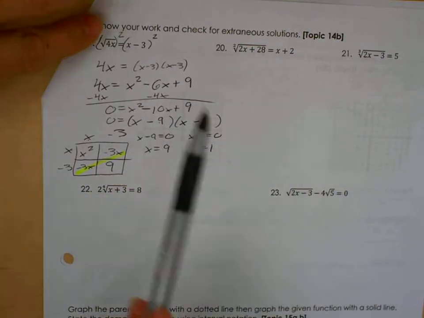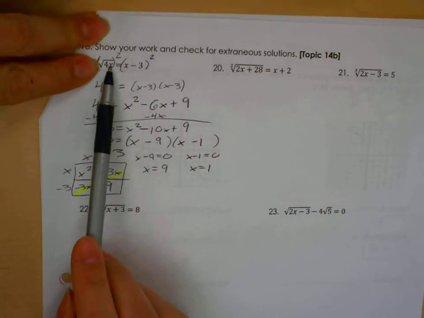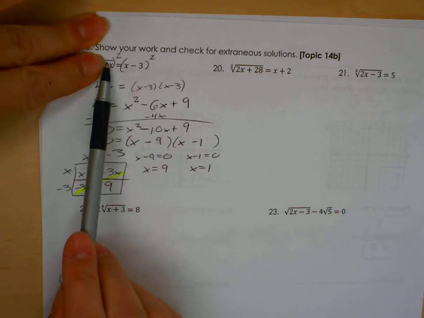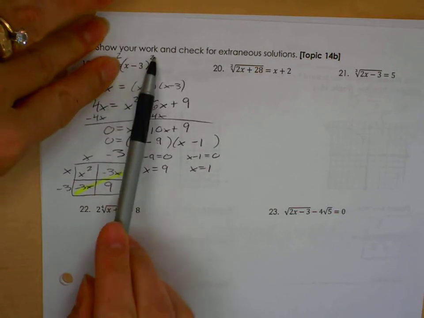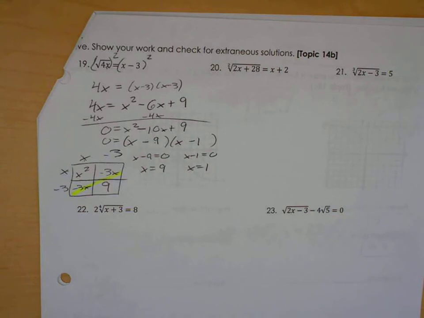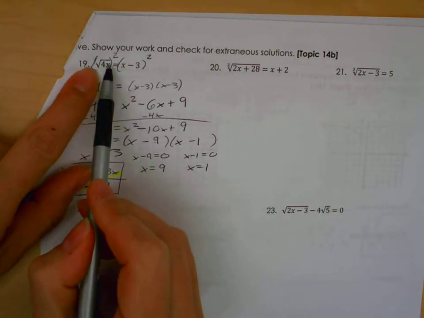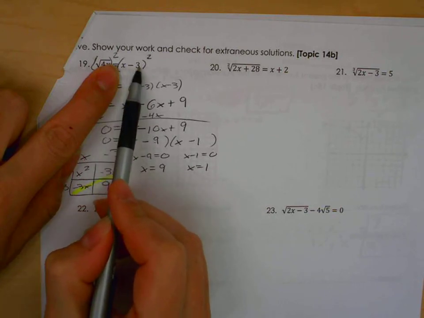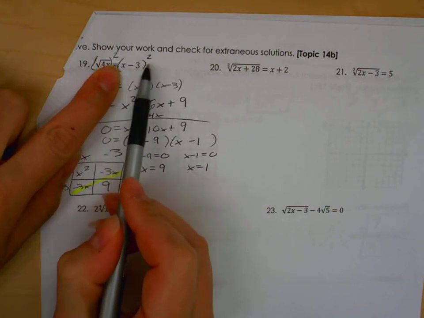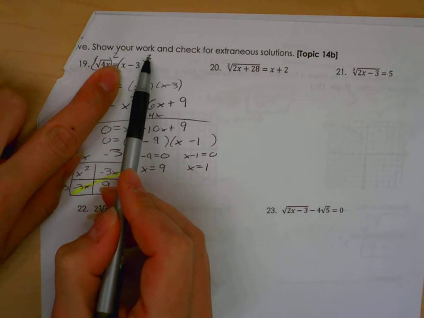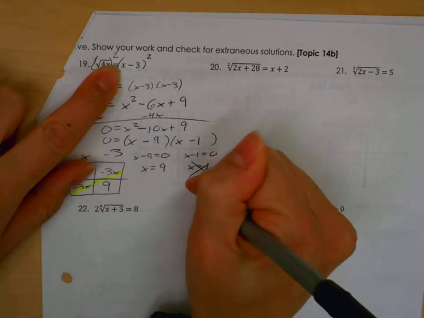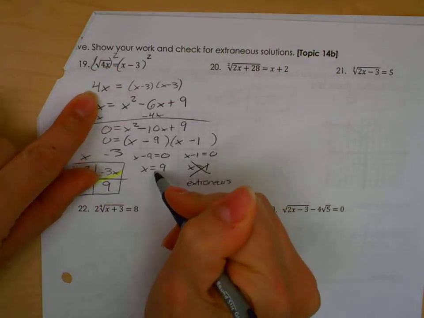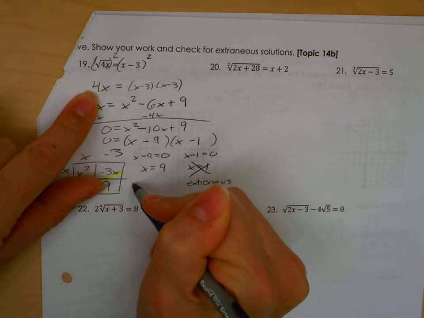So when I plug 9 back in, I get the square root of 36 is 6. 9 minus 3 is 6. 6 squared, I get 36, or 6 equals 6. When I plug 1 in, the square root of 4 is 2. But here I get 1 minus 3 is negative 2. Negative 2 squared is positive 4. So this does not work. That's an extraneous solution.